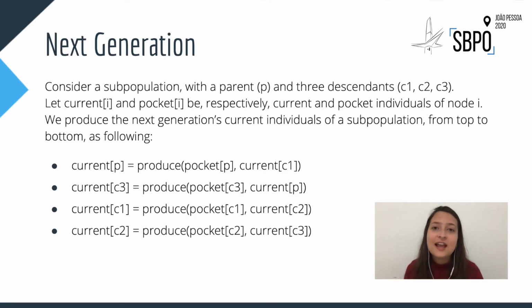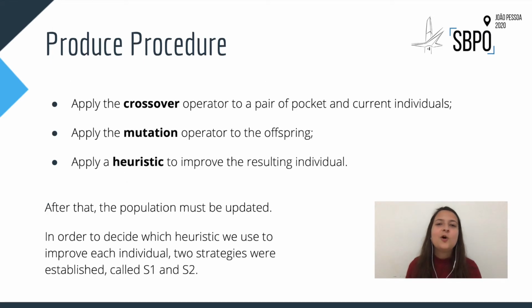To create the next generation, we consider a subpopulation with a parent and 3 descendants. So, from top to bottom, we combine the pockets and currents in this specific order through the produce procedure. So, how does this produce procedure work? First, we apply the crossover to a pair of pocket and current, generating the offspring. Then, we apply the mutation to this offspring, and finally, we apply a heuristic to improve the resulting individual. After that, the population must be updated.